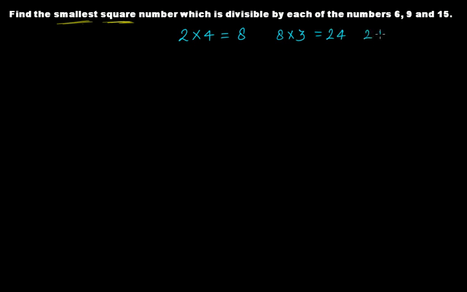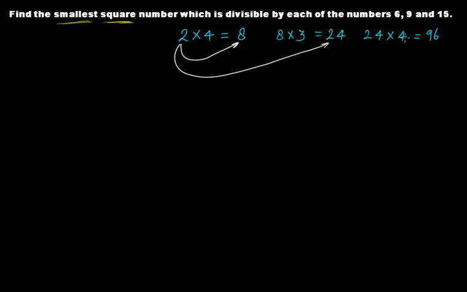And 24 times 4 is 96. Okay, so 8 is the multiple of 2, and therefore 2 is a factor of 8. Now 24 is a multiple of 8, so it means that 8 is a factor of 24. But if you notice, even 2 is also a factor of 24, right? This 24 is actually the multiple of 8 in this case.